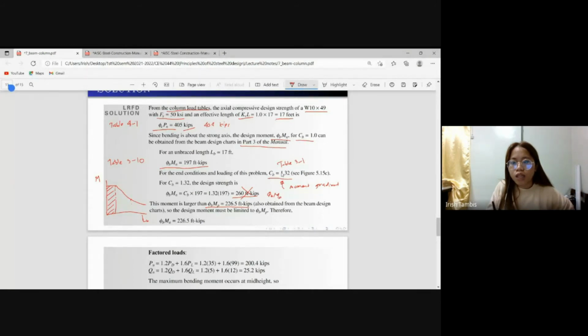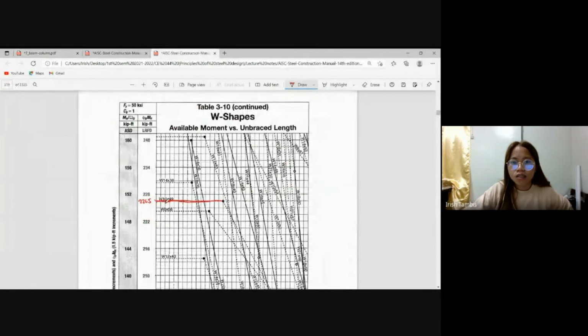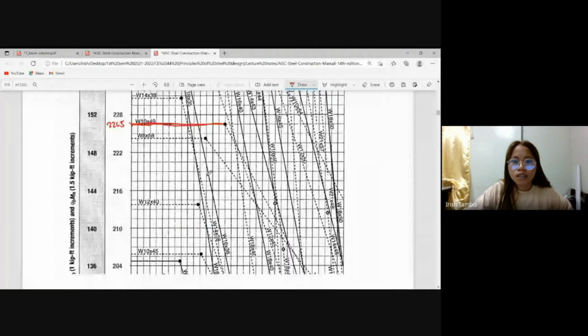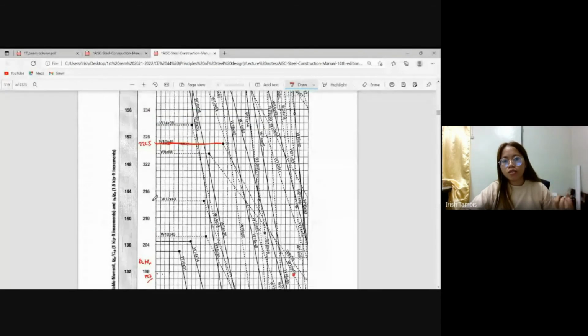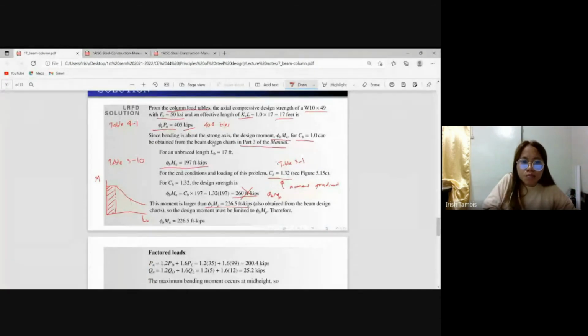Which is also obtained from the beam design charts. The charts from earlier, this one, no? So, in case you are confused, this is W10/49. This is actually the same with the figure, the diagram, the moment versus the unbraced length, that I drew earlier, this one. This is M sub P, di ba? M sub P is right here. So, beyond that, actually, for W10/49, we have exceeded it, which is 260.